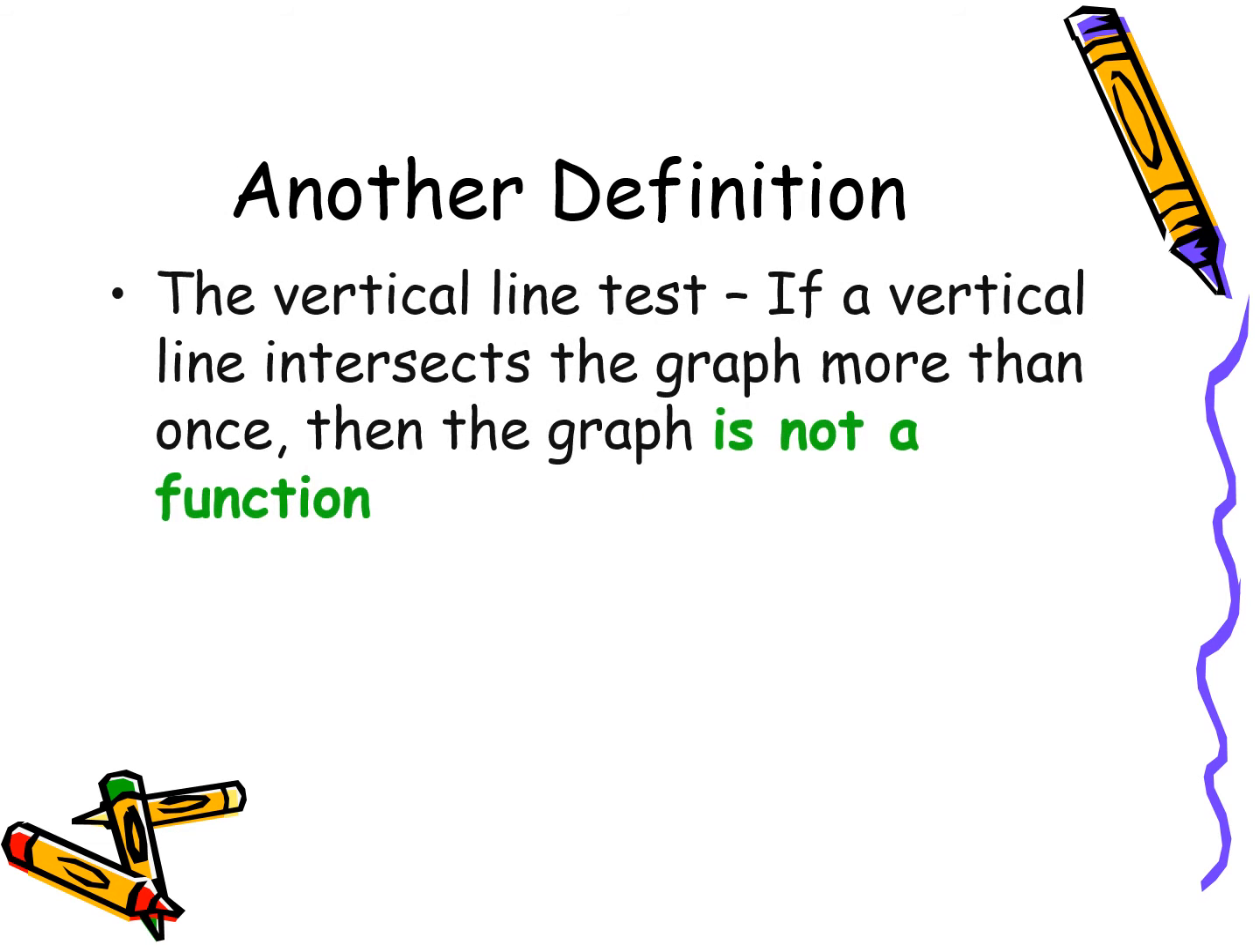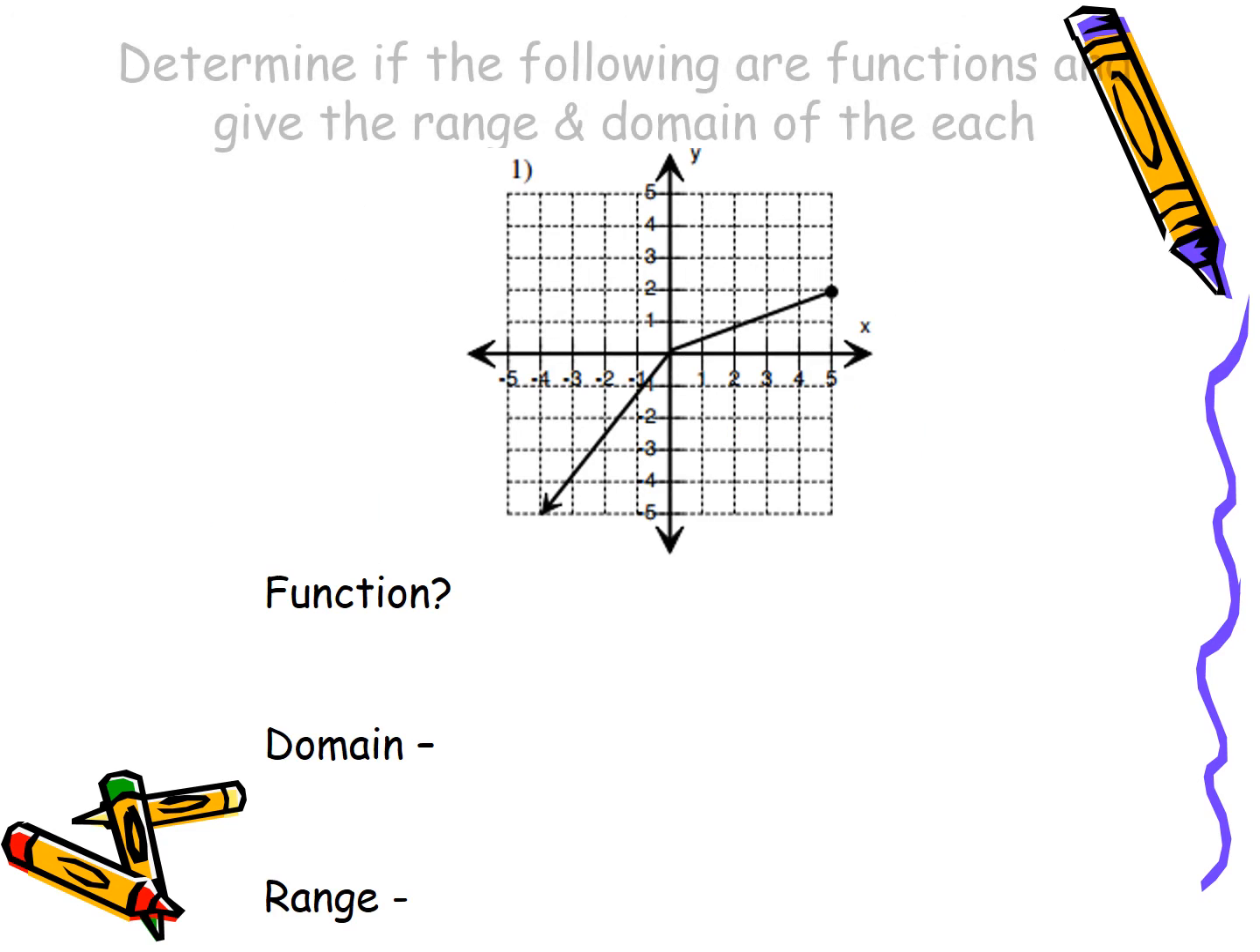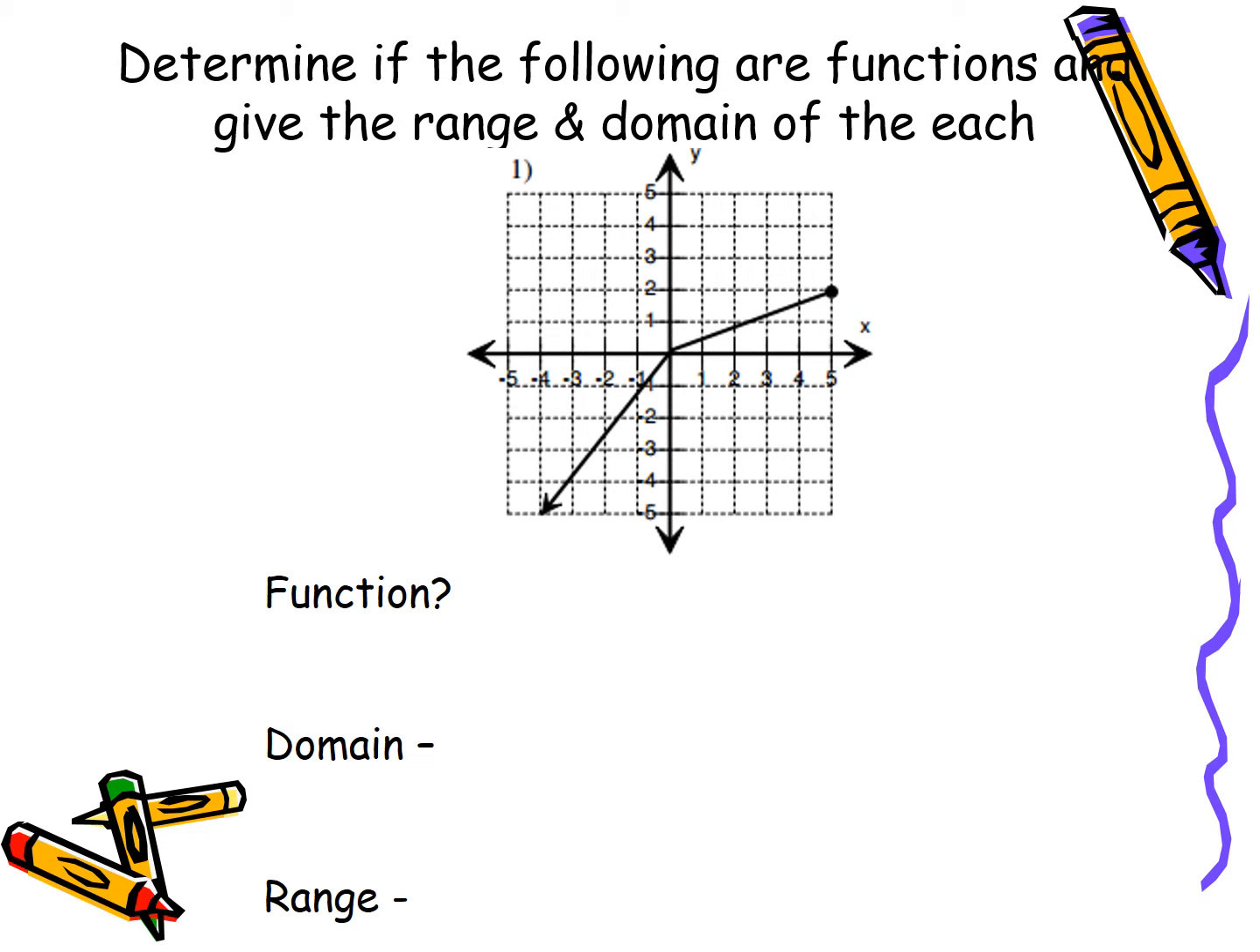Another way to find the function is to use the vertical line test. So if a vertical line intersects the graph more than once, then the graph is not a function. So looking at this first graph, we're going to look at 3 things here: whether or not it's a function, and find the domain and the range. Okay? So is this a function? Yes, it is, because there's no place where a vertical line would touch the graph twice.